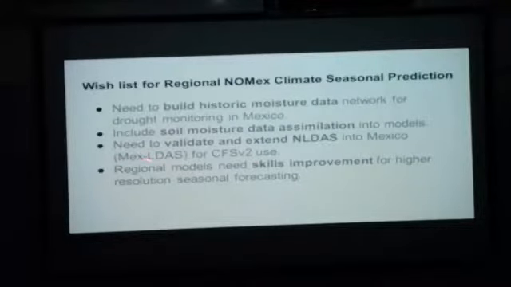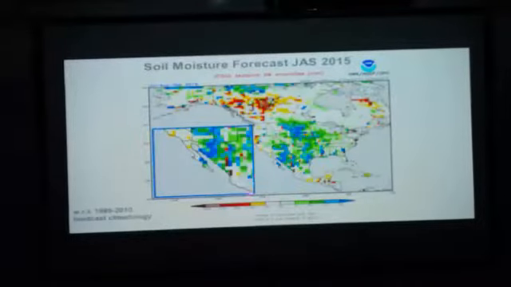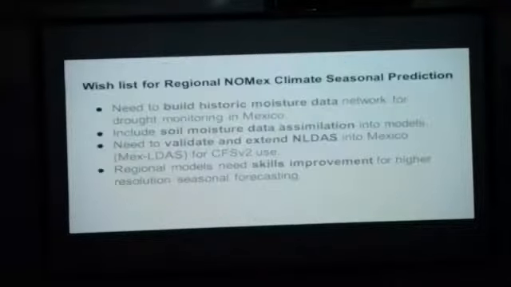So we would like to have a Mexican NLDAS, right, in order to use the CFS version 2 and then downscale to higher resolutions. Also, we need to improve the skills for the regional models, because as we showed here, there are some gray areas we cannot predict with those models at that resolution.